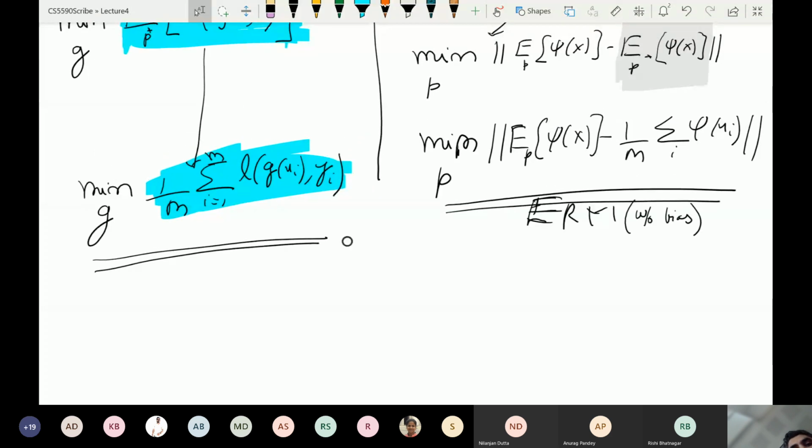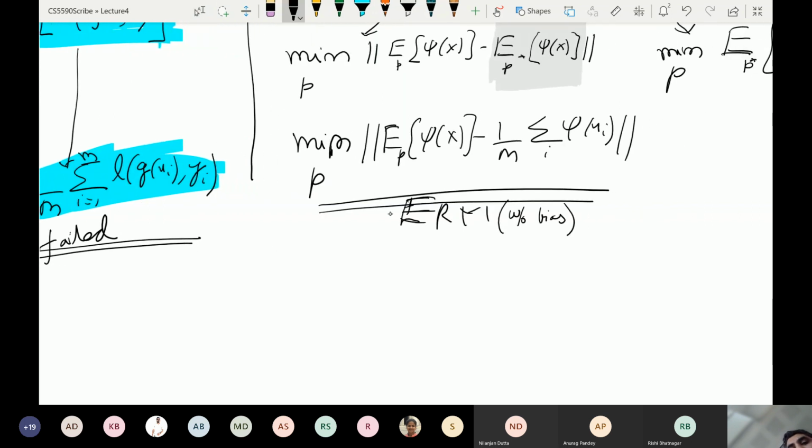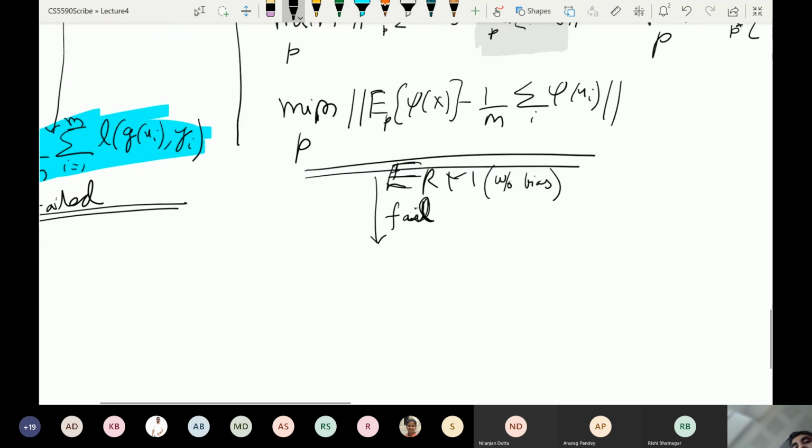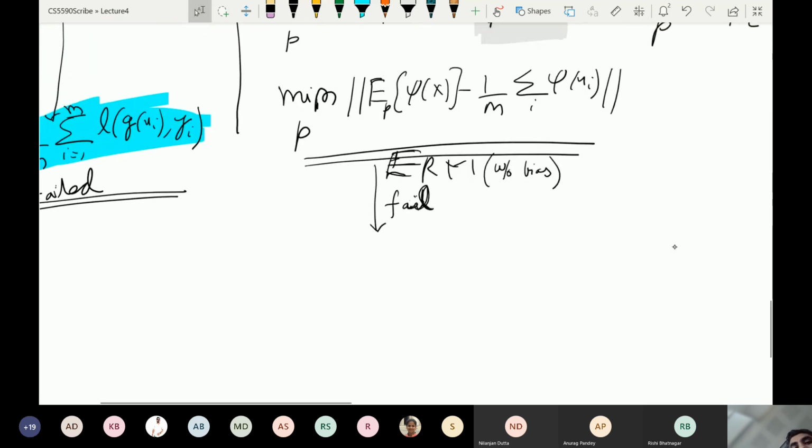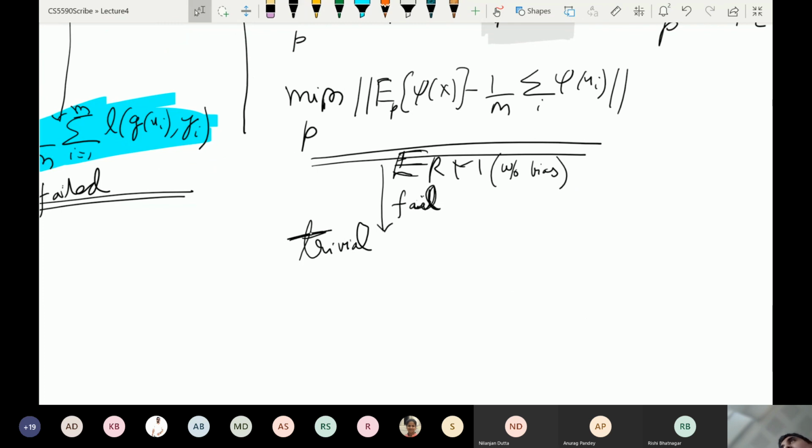Now, in case of ERM, without bias, there was a failure. This failed, right? Why did this fail? Because there were many trivial solutions, and some of these trivial solutions may achieve very, very bad true risk. Now, let's see if such a thing happens. We expect this algorithm to fail too, but let's see why or if it fails. My claim is that again this problem has trivial solutions and it fails. In fact, it has only one solution, and that solution is trivial and useless.